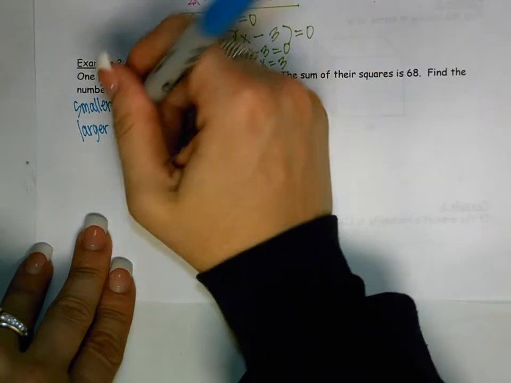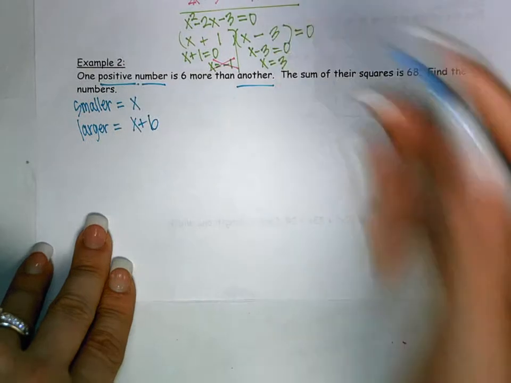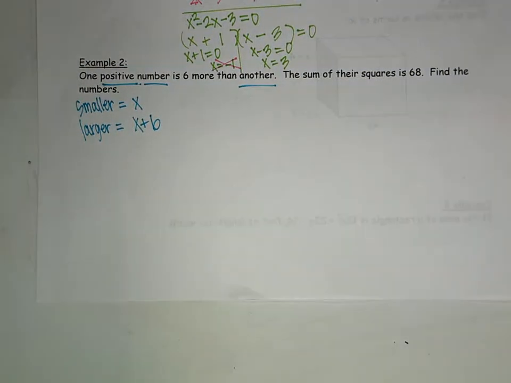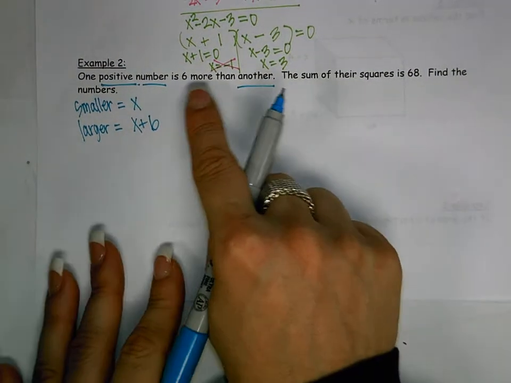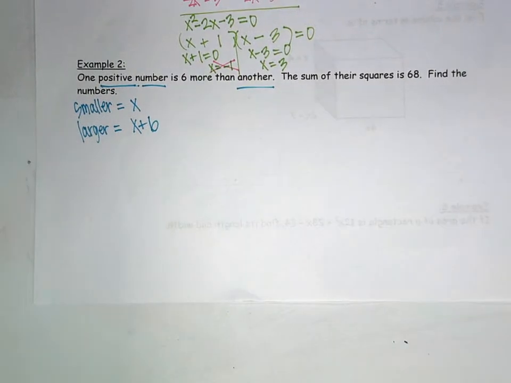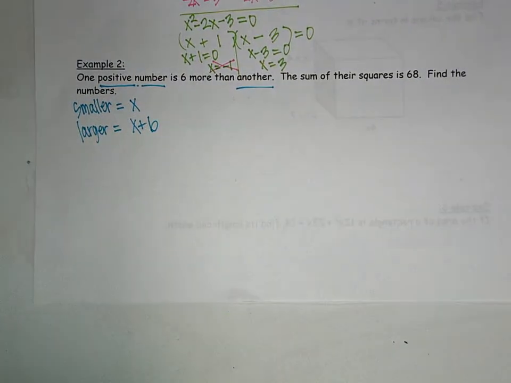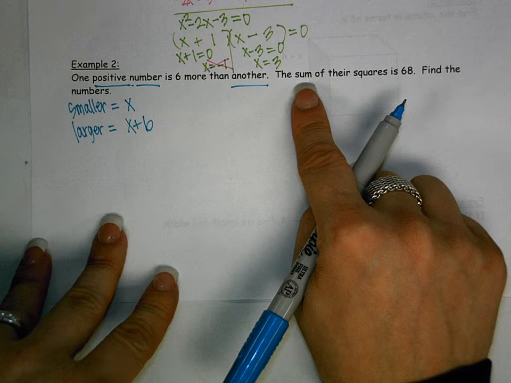I'm sorry, this is x plus 6. My bad. So one positive number is 6 more than another, so one is x plus 6. Sorry about that. The sum of their squares is 68.